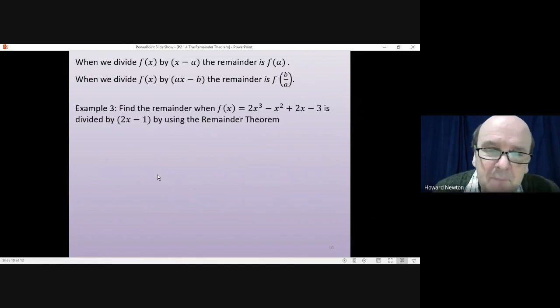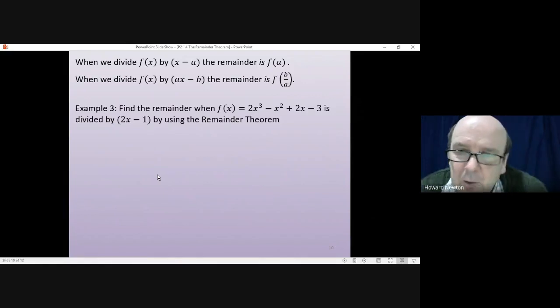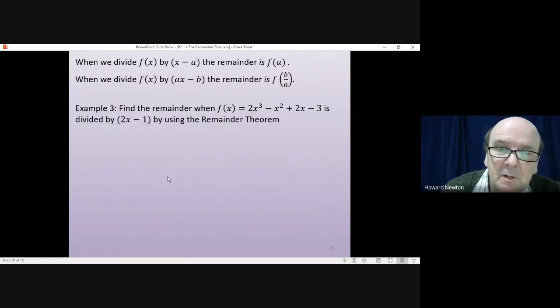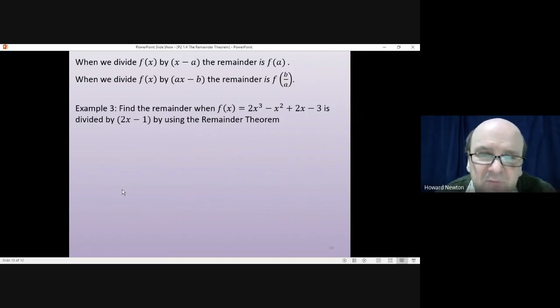Okay, bearing that in mind, see if you can do this question. Find the remainder when this cubic, 2x cubed minus x squared plus 2x minus 3, is divided by 2x minus 1, again using the remainder theorem. So all we need to do is put the right value into the function, and the value is b over a. So in this case, 1 divided by 2. Okay, have a go at doing that yourself. So pause the video, see if you can finish this off, and then come back to me when you're ready.